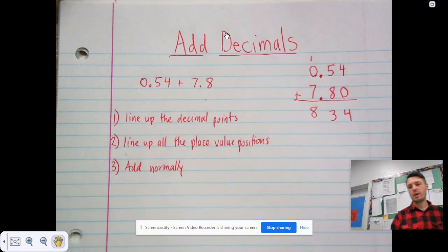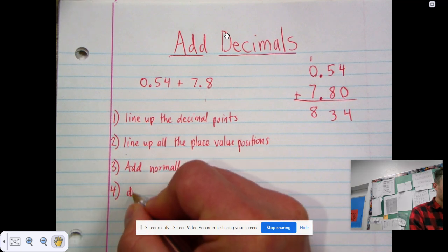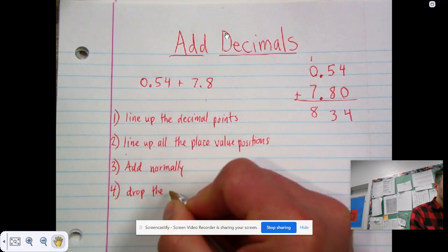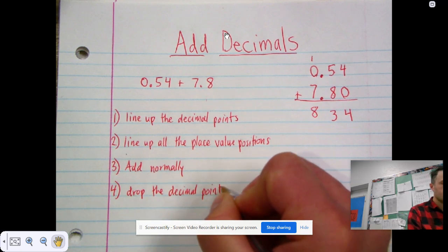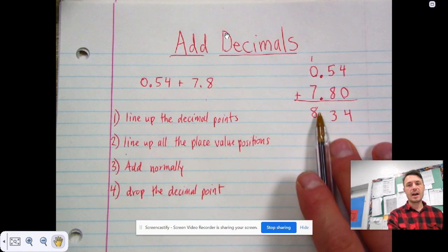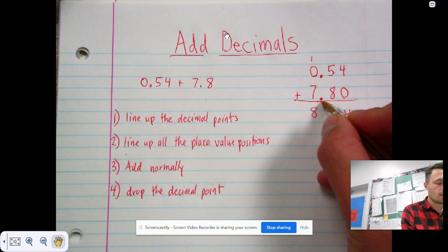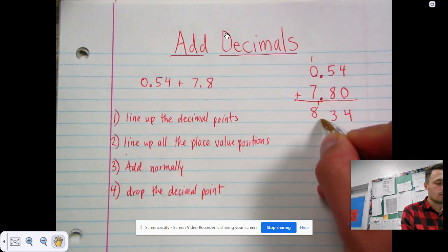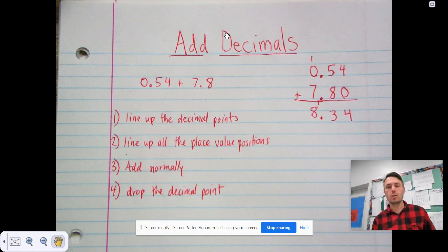And then, oh, you know what? There's actually 4 steps. Step 4 is drop the decimal point. So the decimal point just drops down in the sum exactly where it is in both addends. There's like a little trap door here, and it just opens up, and the decimal point falls down right there. So the answer is 8 34 hundredths.